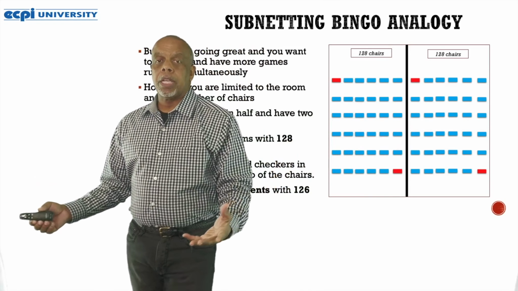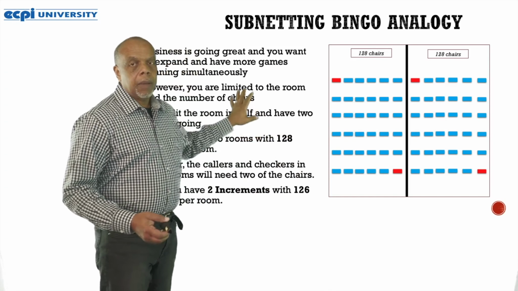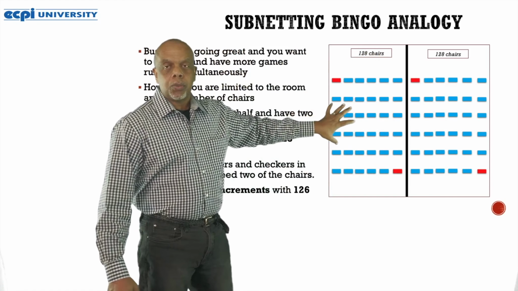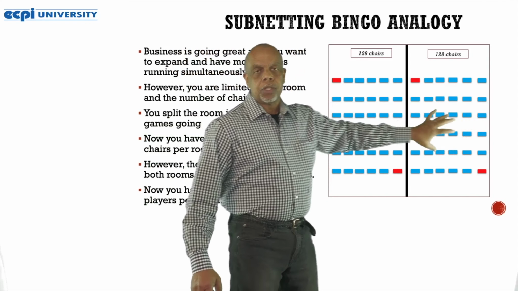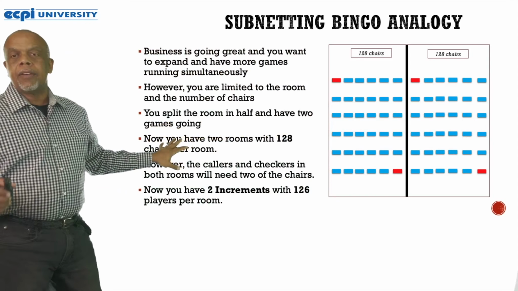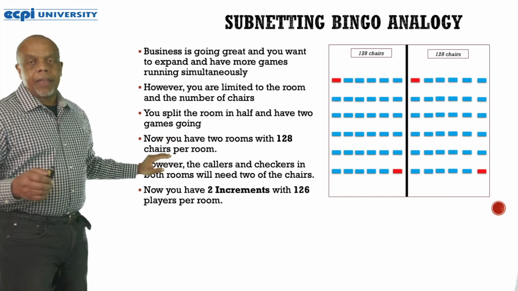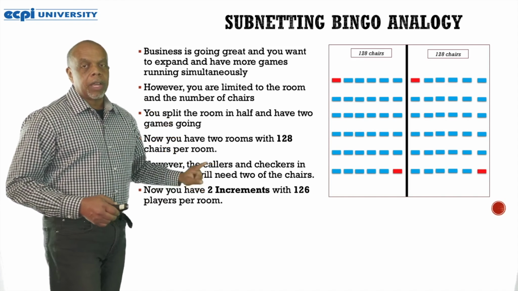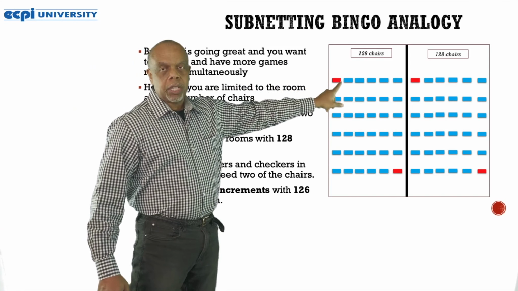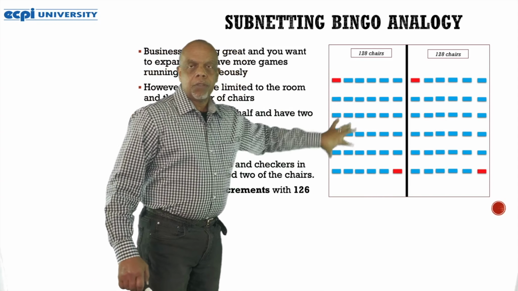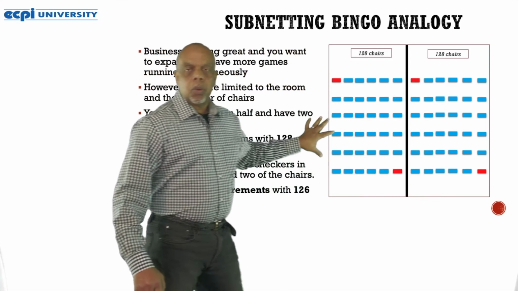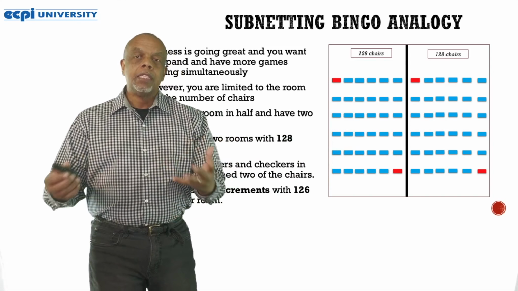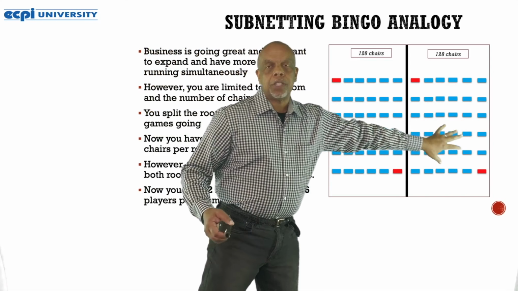Now I still got the same number of chairs, right? That doesn't change. I still got one overall big room. But when I partition this room, now I can have 2 rooms, one with 128 chairs, another room with 128 chairs. So that's what I've done. I split the room in half, had 2 games going at the same time, and I have 128 chairs. However, if you remember the thing with bingo, I still got to have a caller and a checker in each room. As you see the red chair, this is my caller chair, this is my checker chair. For this room, caller chair, checker here. So in effect, I can only have 126 hosts. I can only host 126 people to play bingo in each hall. 126 here and 126 there.